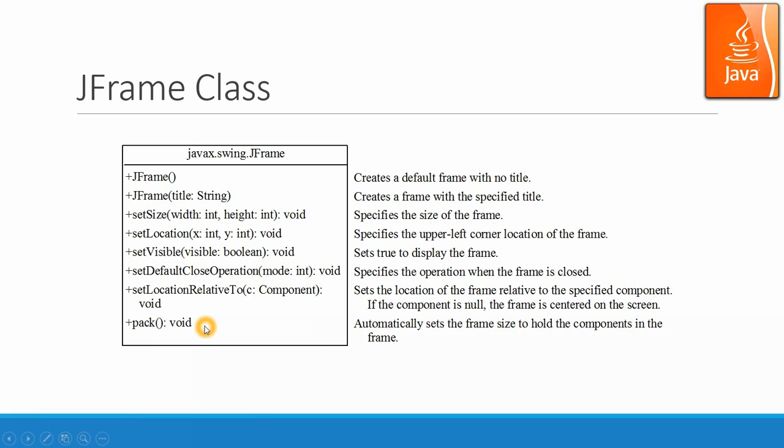For the pack, that is very important. It automatically sets the frame size to hold the components in the frame. So pack means that if you have many components and some of them may be out of the range for the width and height, then you use pack, and it will show the top level view to contain all the components inside the content pane view. And that is very useful.